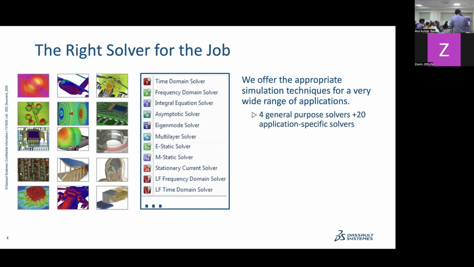Okay, so with CST itself, you have 4 general purpose solvers, which are the first 4, and then you have 20 application specific solvers. And nowadays you are not just confined to the domain of electromagnetics alone. The electromagnetic sources generate heat, and people want to understand the rise in temperature that comes with this. So what CST can do is take the heat source and run a thermal simulation as well, automatically.